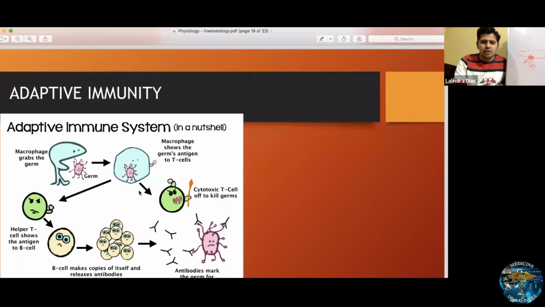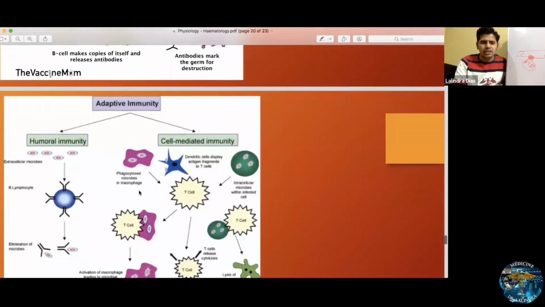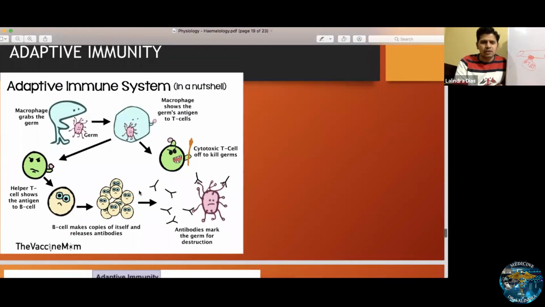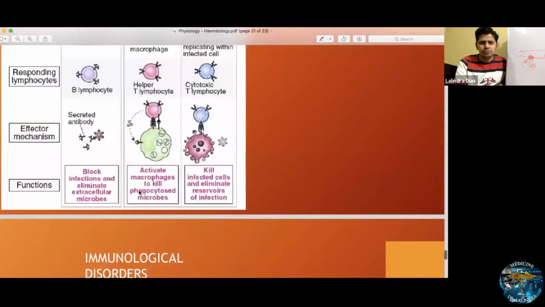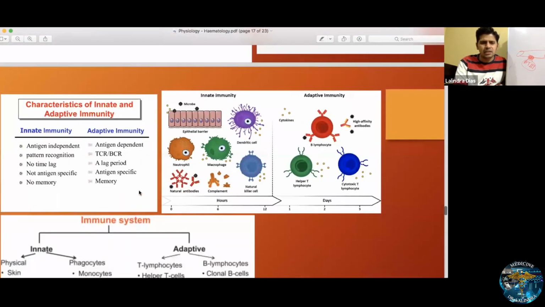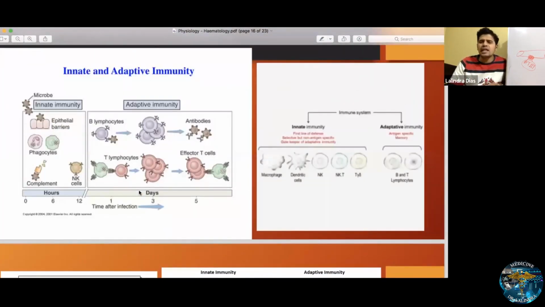So guys, I'll show you with this one. Look at this. Or even this one would be better. What we already discussed. Yeah, this one. Look at this: innate and adaptive immunity.